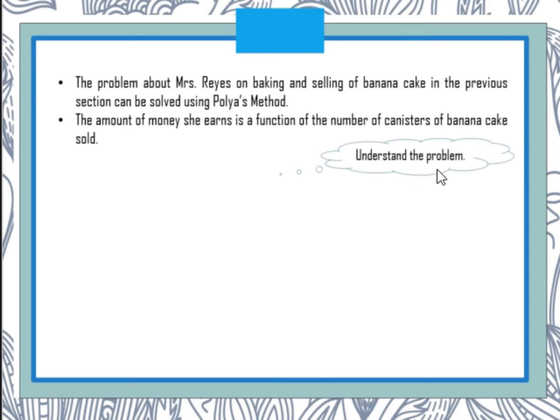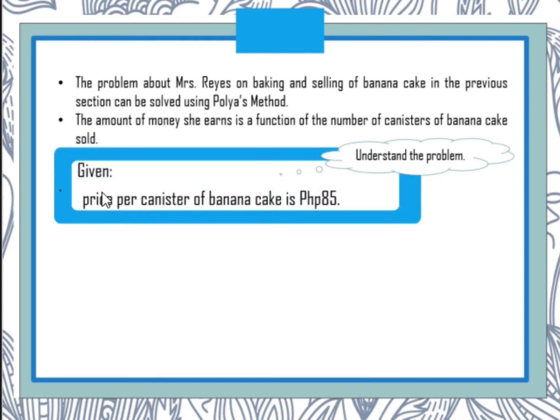So, we try to understand the problem. Yun ang ating first step. At ito ay base sa given. Kung ang price ng canister per banana cake is 85 pesos, then that simply means that the amount of money she earns is a function of the number of canisters of banana cake that can be sold. This means that the amount of sales depends on the number of canisters of banana cake being sold.